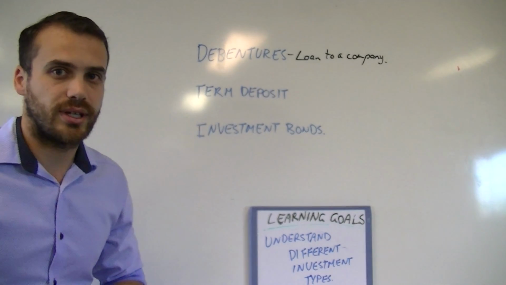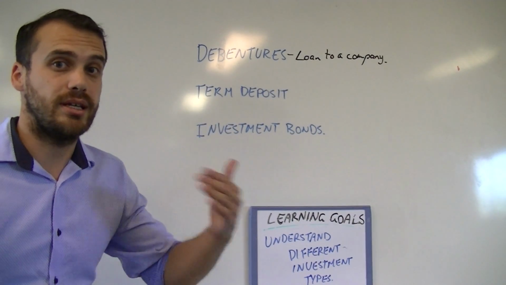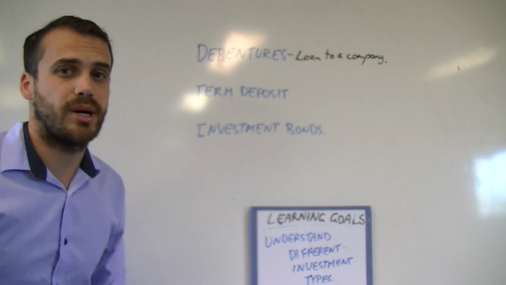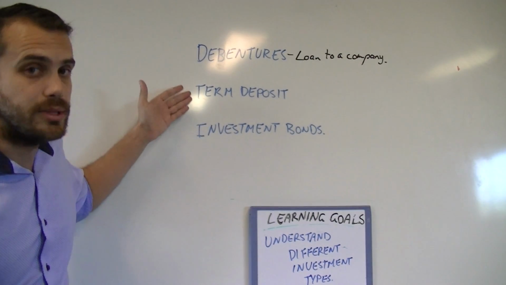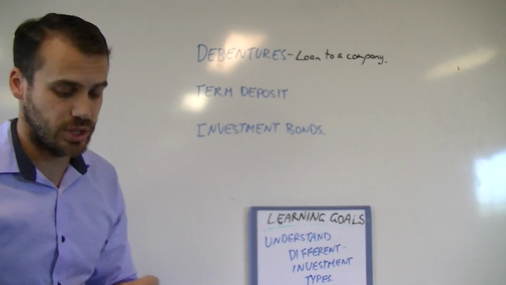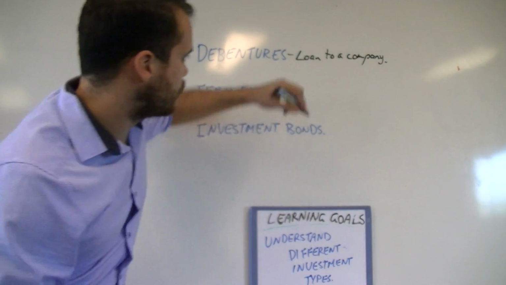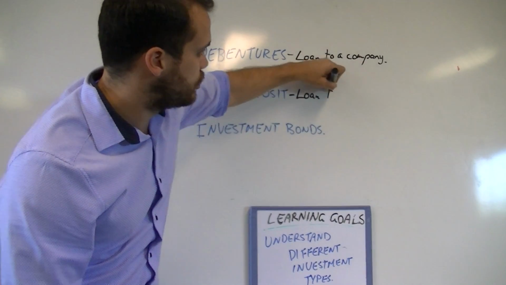Now this is good for the company because they've got some more money to play with. It's good for you because you'll be getting interest that's generally higher than the money that you would get from a savings account. Now looking at a term deposit is very, very similar to a debenture. It's really just a loan again, but it's a loan that you would make to a bank.